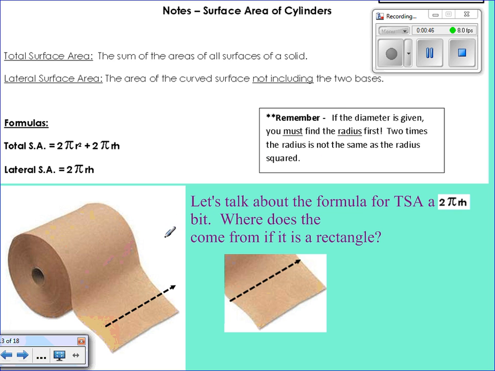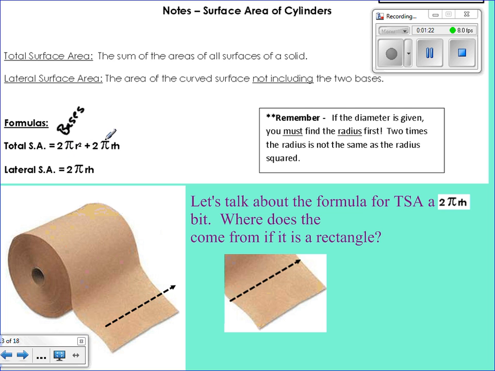Okay, so when you're looking at the total surface area, this part of the formula right here, pi r squared, what is that for? Area of what? Area of a circle. Okay? So we take the area of a circle times 2. Why would we take the area of a circle times 2? 2 circle bases, right? So here are your bases. This is going to give you the area of both bases. 2 pi r squared, I'm sorry.